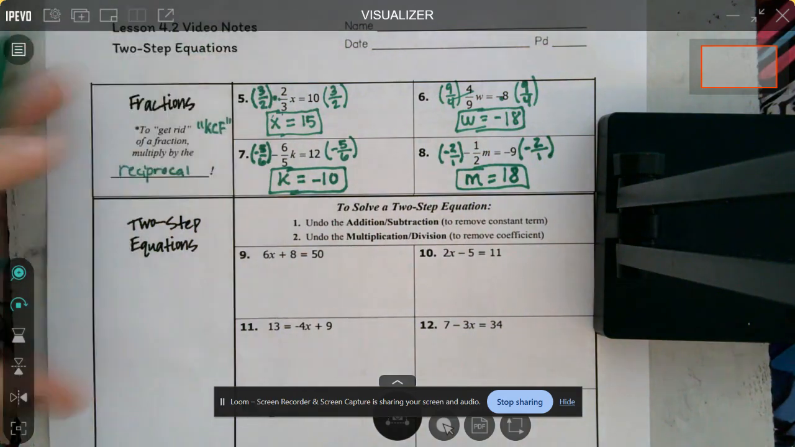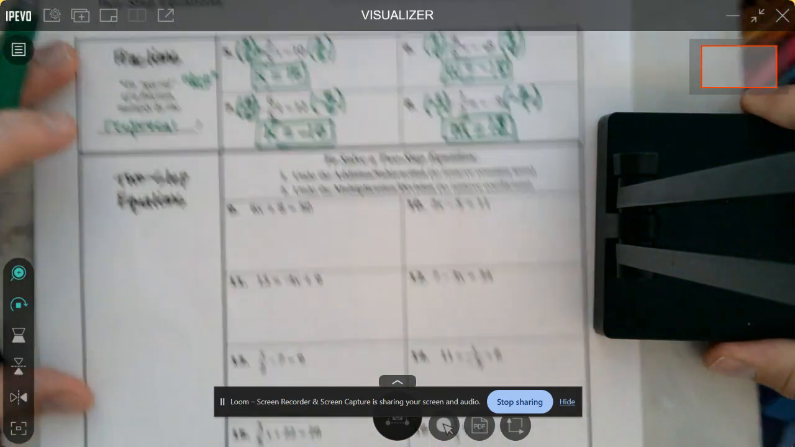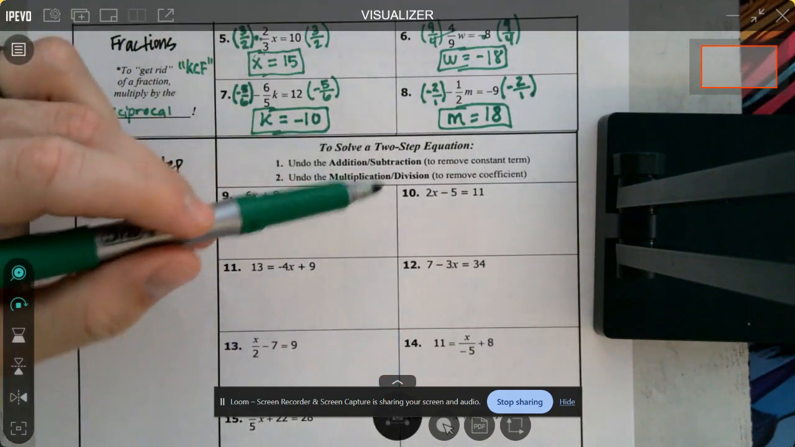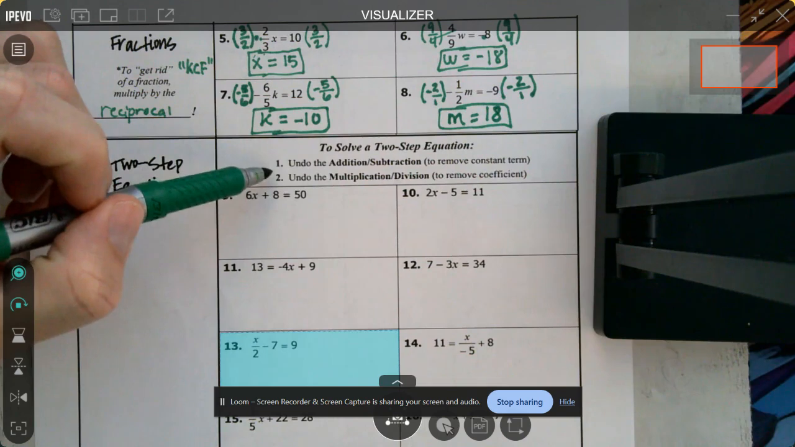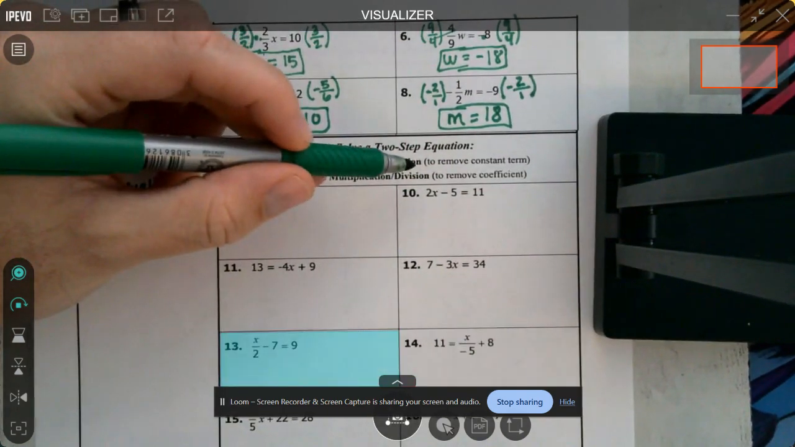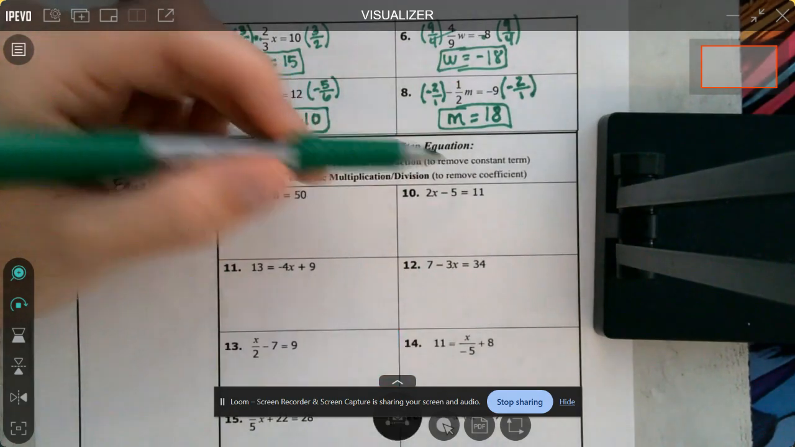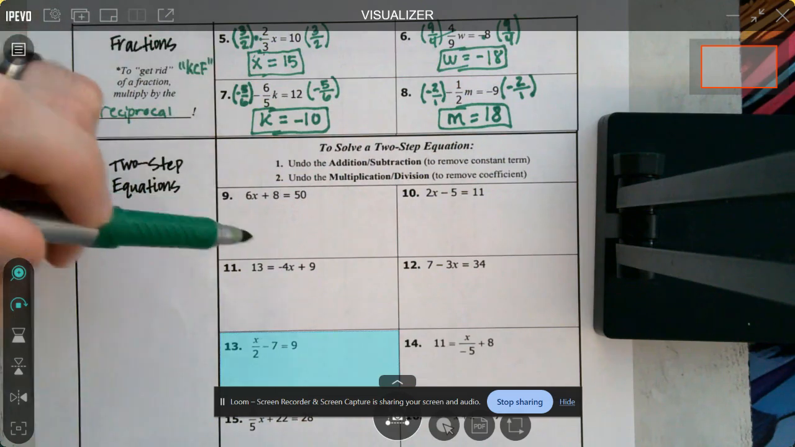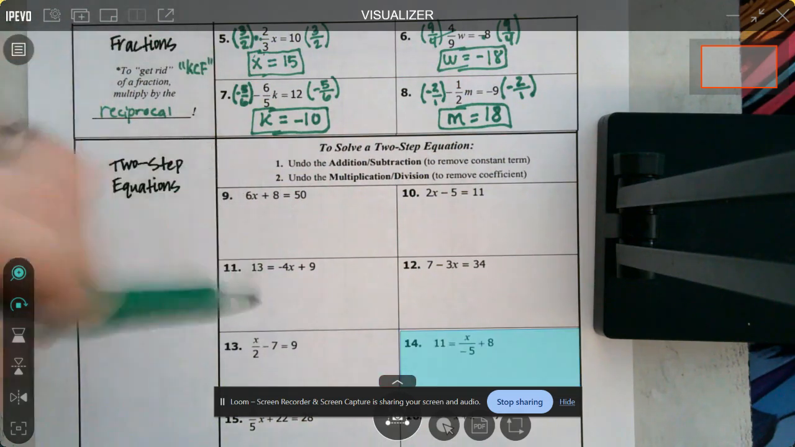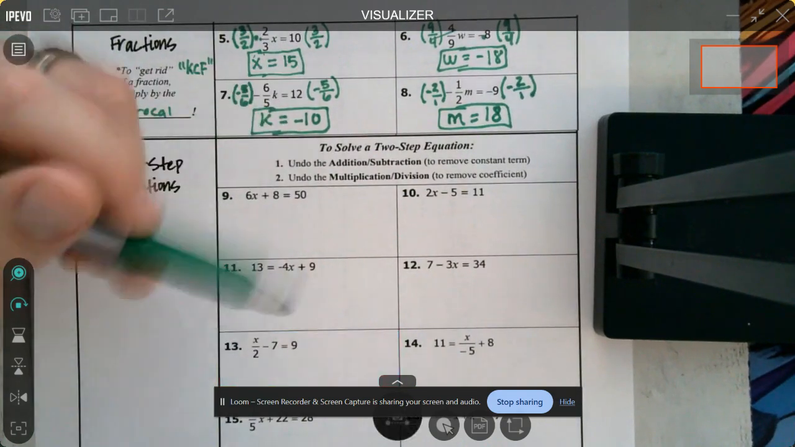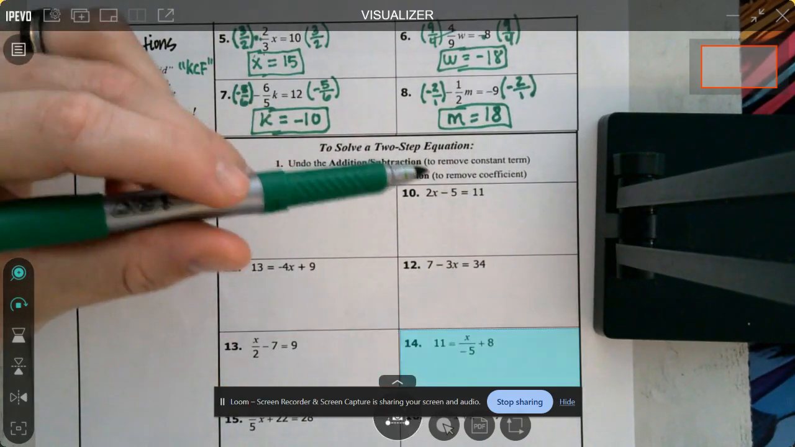All righty, now let's get into two-step. We have very important rules to follow when we're doing two-step equations. Number 1, we always get rid of addition and subtraction first. Okay, we want to remove the constant on the side that has our variable. So identify which side your enemy's on, right? And then undo the addition and subtraction first. Okay, then we will get rid of multiplication and division. So get rid of our coefficient.